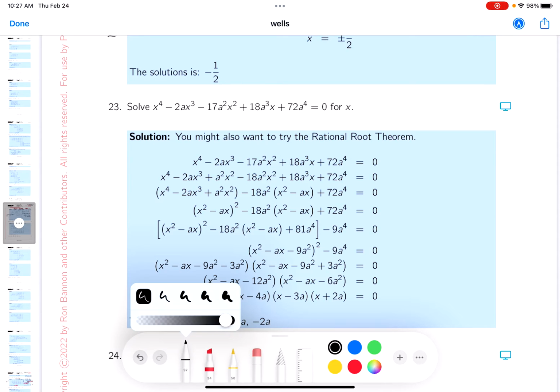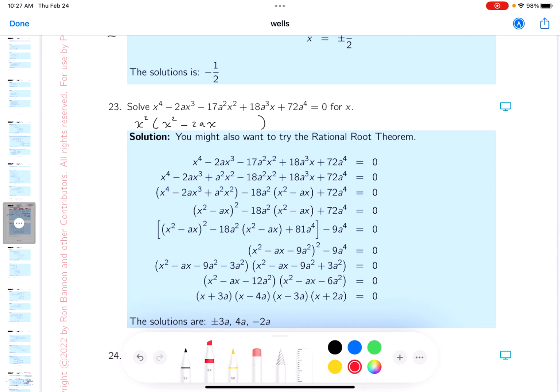So to look for a pattern, I want to look at the first two terms, and I'd factor x squared out from the first two terms. And what would that give you? That would give you x squared minus 2ax. And I want to complete the square. And again, I'm just looking at the first two terms. Well, I take half of the coefficient.